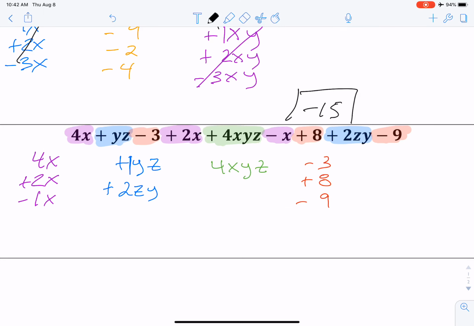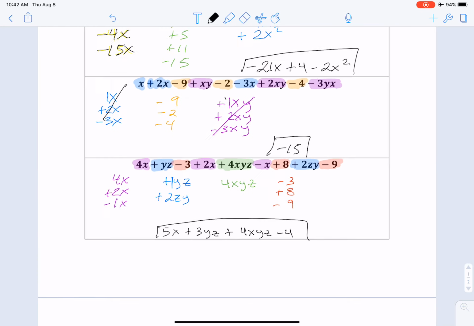We add those up. 4 plus 2 is 6, minus 1 is a positive 5x. I have 1yz plus 2yz is going to be a positive 3yz, plus the 4xyz, and then add our coefficients. We have negative 12 plus 8 is going to be a negative 4. And that's going to be our answer. And that is all.